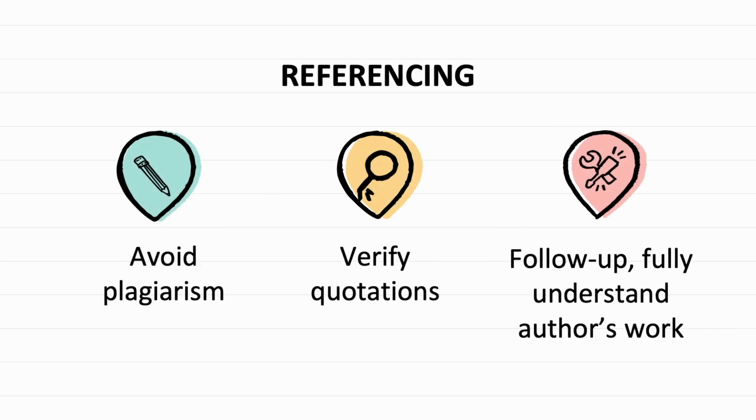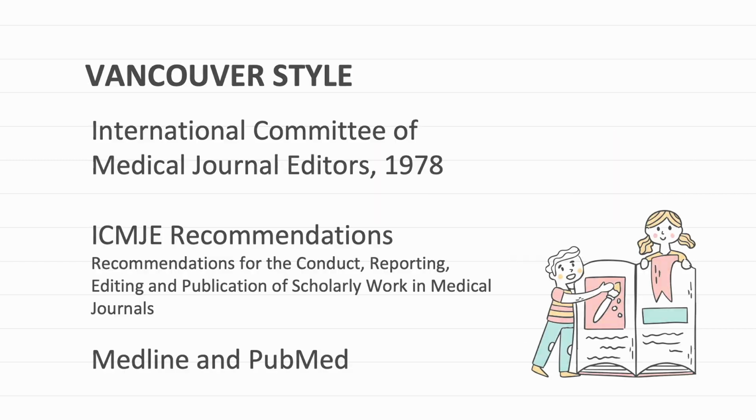Referencing is important to avoid plagiarism, to verify quotations, and to enable readers to follow up what you have written and more fully understand the cited author's work. Vancouver style is the citation style used by most biomedical journals. Technically, it's called the ICMJE recommendations. It was established as the preferred biomedical format by the International Committee of Medical Journal Editors in Vancouver, Canada in 1978, hence the nickname. Vancouver is the citation style used by Medline and PubMed.